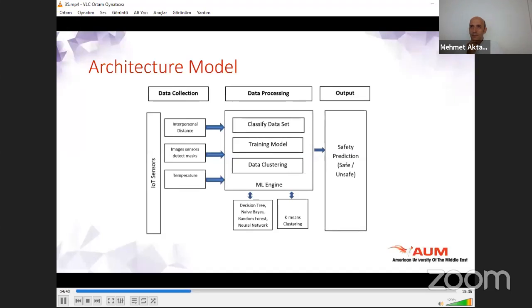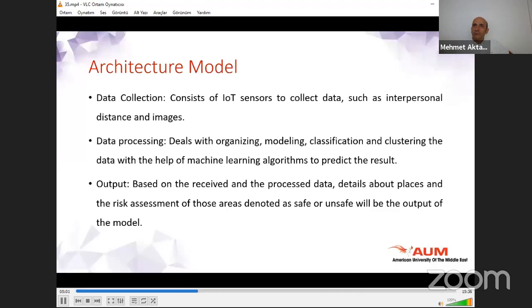Then some of these data will be used to train the model. The next part is clustering these data. For clustering, we use the K-means clustering algorithm and the EM algorithm as well. These algorithms will then predict safe or unsafe. Data collection consists of IoT sensors, whereas data processing deals with organizing the data, such as modeling, classification, and clustering. And the output consists of the details about places and the risk assessment of those areas, denoted as safe or unsafe. That is going to be the output of this model.